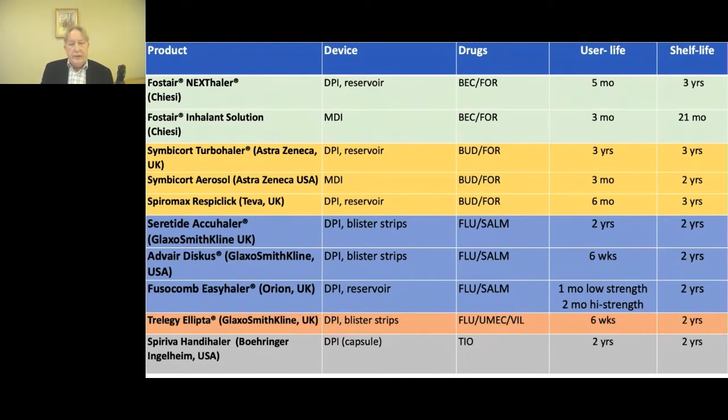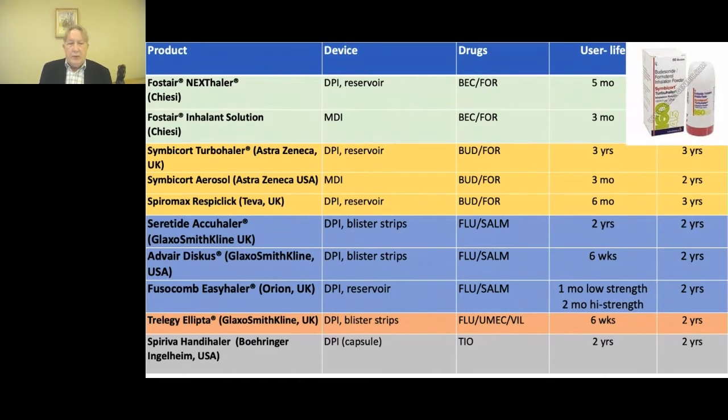So now let's turn our attention to some of the budesonide-formoterol products in the US and Europe. If you look at the Turbohaler, which is available pretty much everywhere outside the US as Symbicort, you'll see that the user life is essentially the same, 3 years, as the shelf life. So this would suggest that this is very stable to environmental humidity or other environmental conditions. But then if you look at the Symbicort in the US, it's an MDI and it's got a user life of 3 months. And quite honestly, that really puts us in a quandary when we try to apply this SMART therapy in the US population.